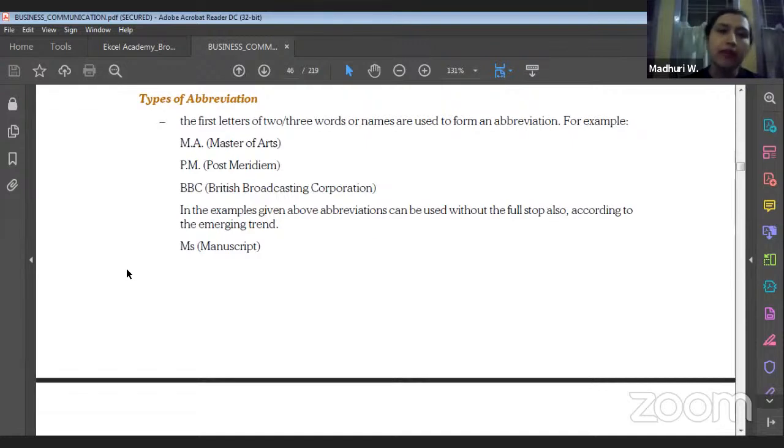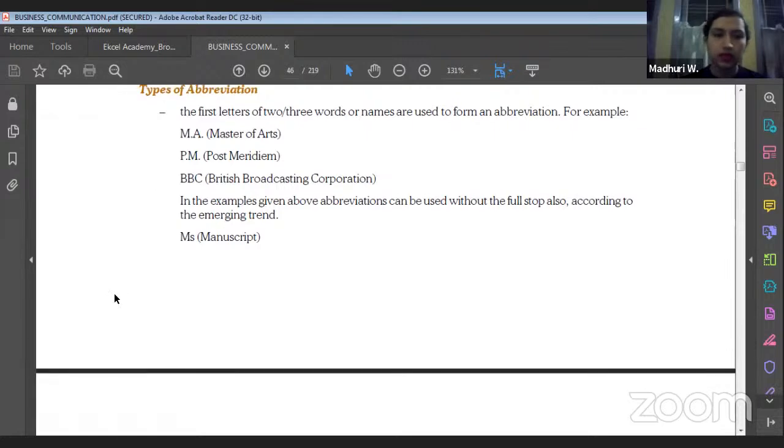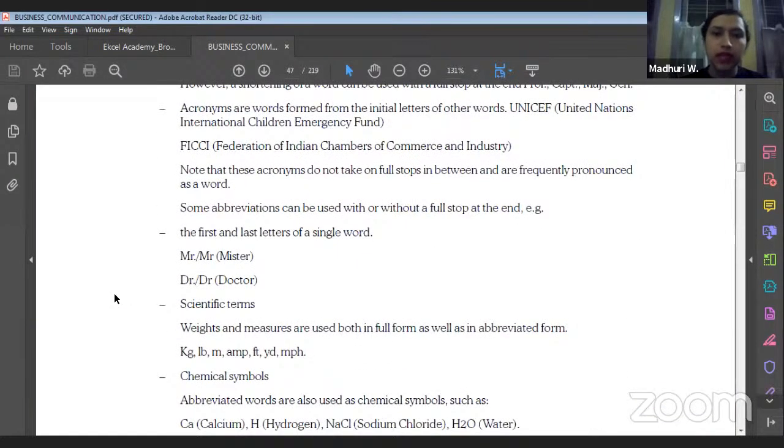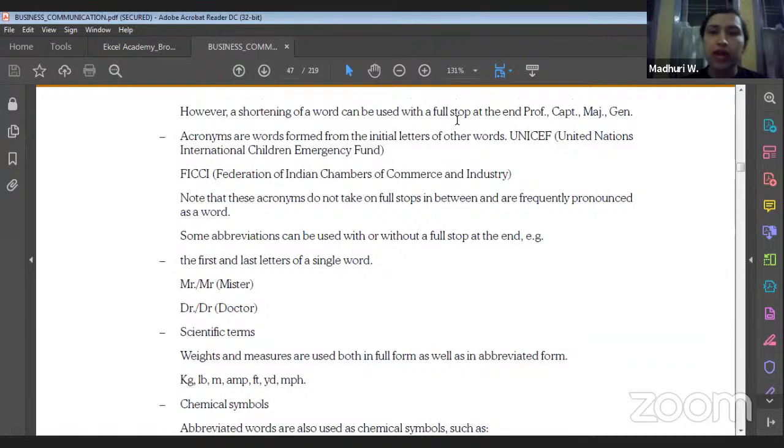Basically, it's a short form, right? So let's see. MA, for example, stands for Master of Arts. Post Meridiem is PM. AM would be Ante Meridiem, right? Before noon, afternoon, AM, PM. BBC is the British Broadcasting Corporation. Okay, sometimes, you know, it's used also at the end of a word. For example, like prof, like professor, captain, major is maj, gen is general. And you can also see sometimes that they use a full stop.